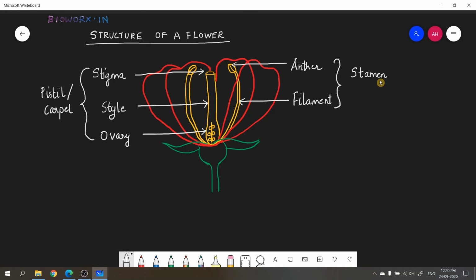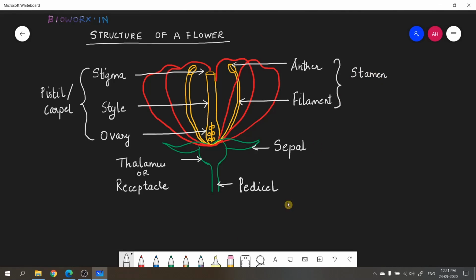Let us now label the rest of the parts. So this is the sepal. This part of the flower, the swollen structure here, is called the thalamus. Thalamus, or it is also called the receptacle. I am going to mention both the terms here. Receptacle or thalamus. This is the swollen part, and this stalk of the flower is called a pedicel.